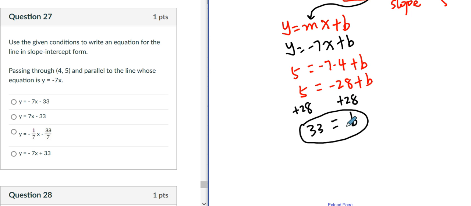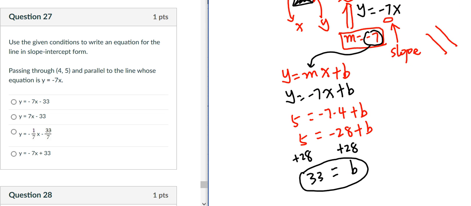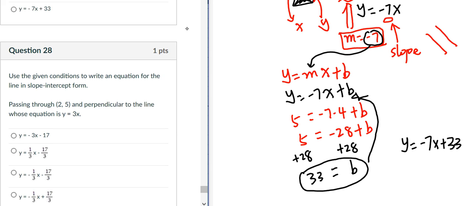Well, we are done with b, but we have to put it back. Originally we had this b that we didn't know. Now we replace it with 33. So our equation is y equals negative 7x plus 33. Which one is that? That will be the last one here: y equals negative 7x plus 33. Okay, keep going.